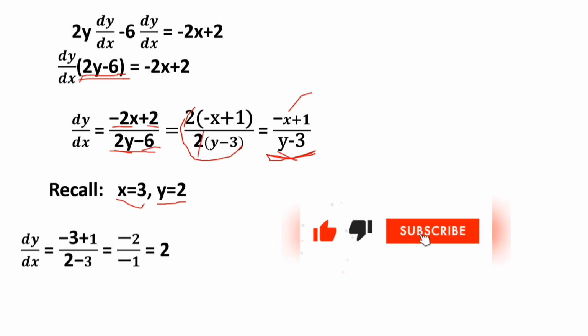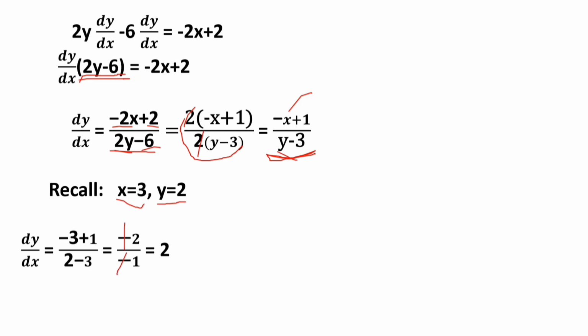So we have something like this. We have minus 3 plus 1 over 2 minus 3. That will give me minus 2 over 1. Of course, we cancel the minus there, so I will be left with 2 over 1. And 2 over 1 will give me 2. So my dy dx is equal to 2. What about the d squared y over dx squared?